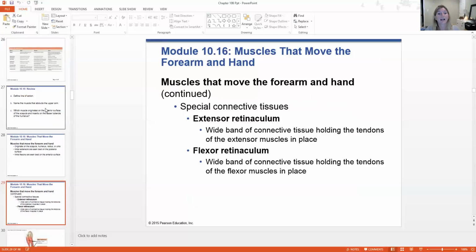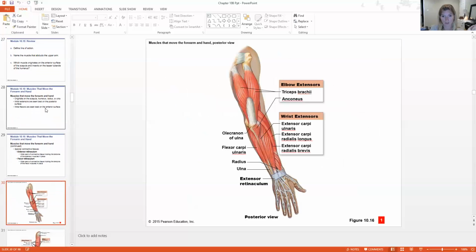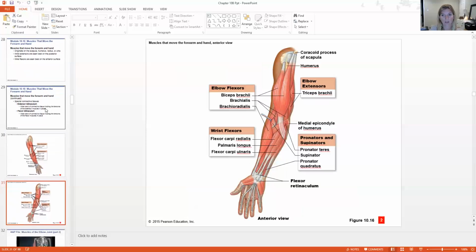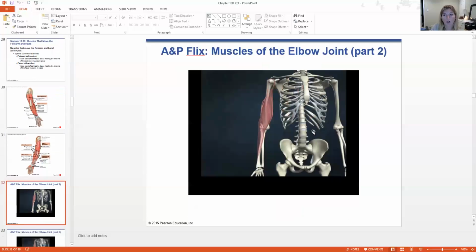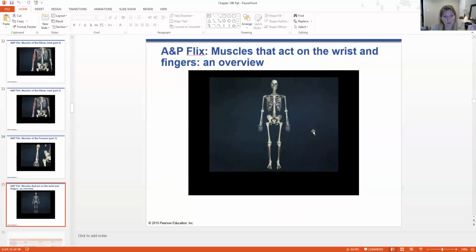The extensor retinaculum is a wide band of connective tissue holding the tendons of our extensor muscles in place. And then you have a flexor retinaculum that's doing the same thing on the flexor muscles. Here you see them. Pretty sure all of these are on your list. Here's our flexors and extensors. And notice we also have pronators and supinators for that pronating and supinating action. You can go to Mastering and watch these videos.